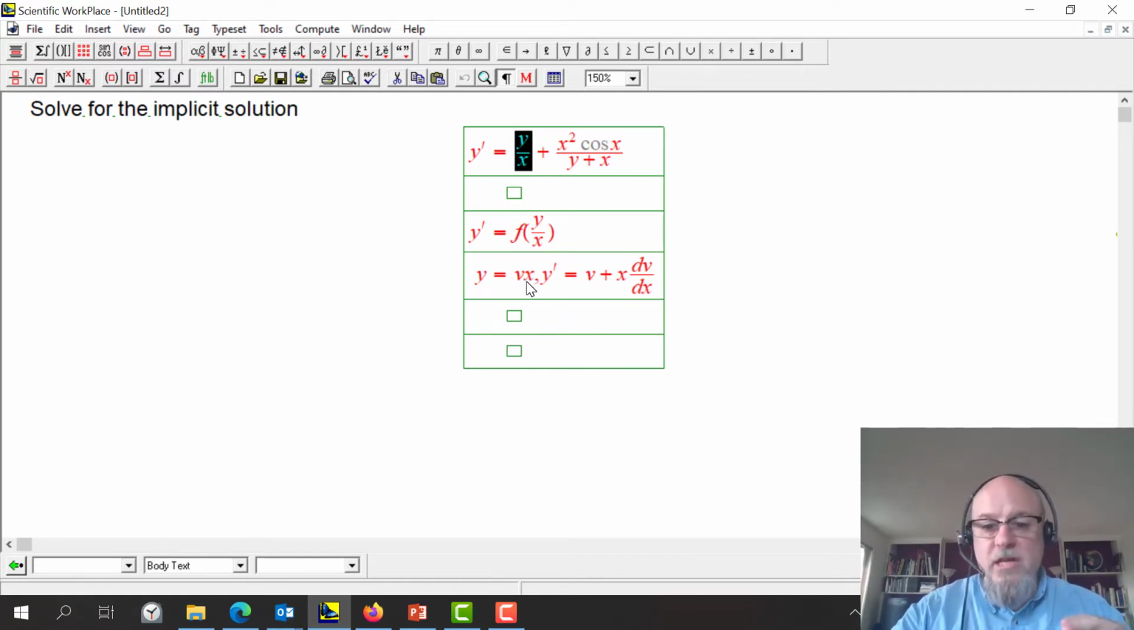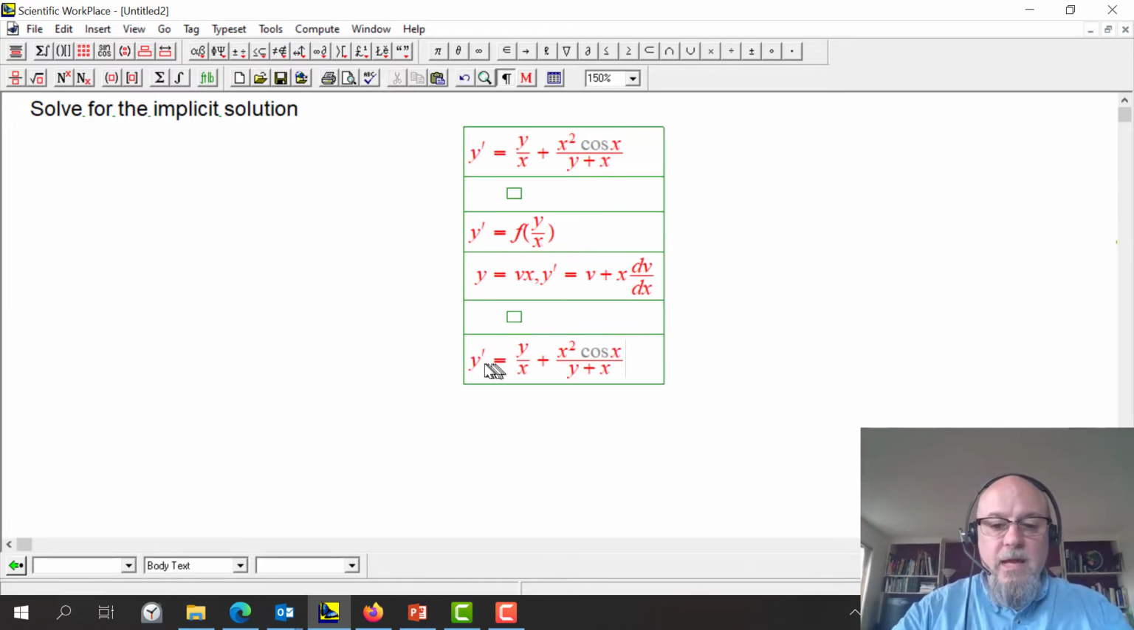I have to differentiate my substitution, so I'm going to do product rule. Derivative of the x, leave the v alone. Leave the x alone, the derivative of the v with respect to x. And I would substitute those two pieces in. So in place of the y prime, I would swap out the y prime with its derivative.